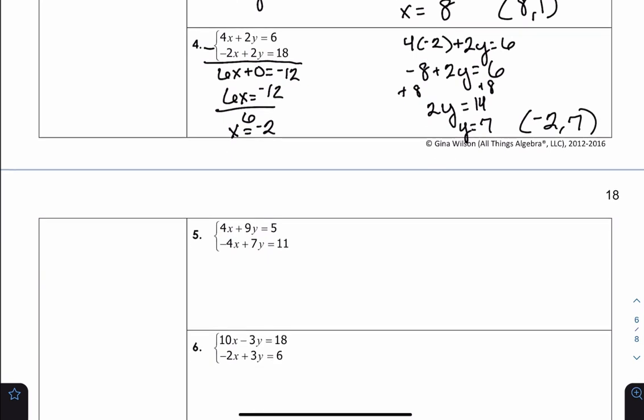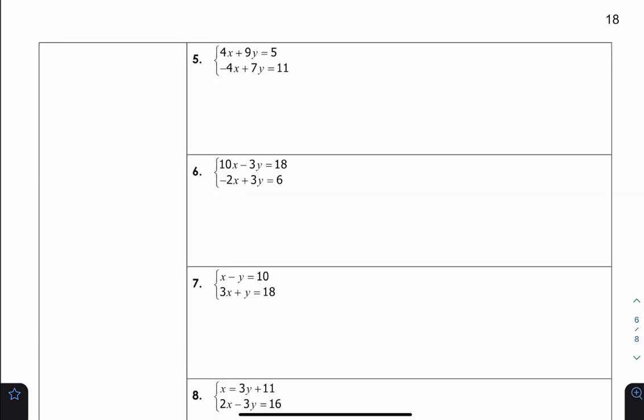Moving on to number 5, we see that our x's have the same value of 4, but our second equation has a negative value of 4. But this is not going to stop us. We can simply add the equations together instead of subtracting them so that we can still get rid of our x variable and solve for y.